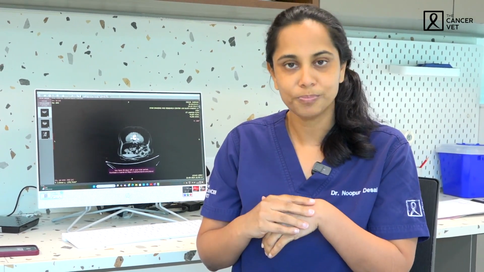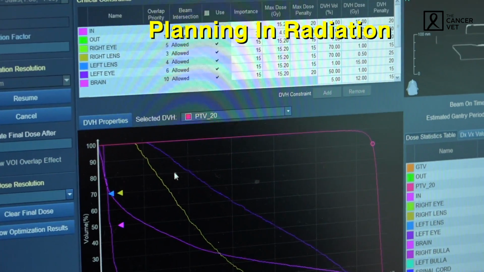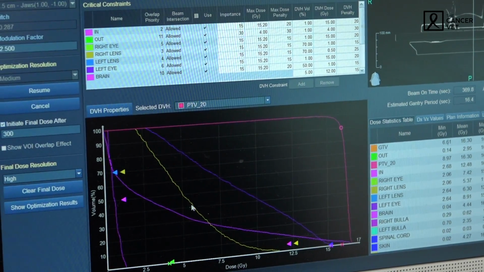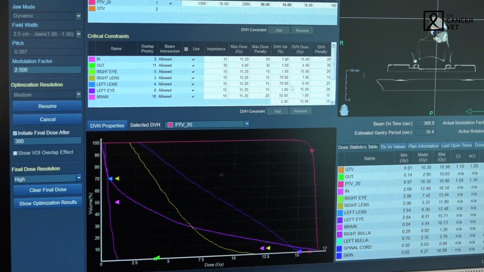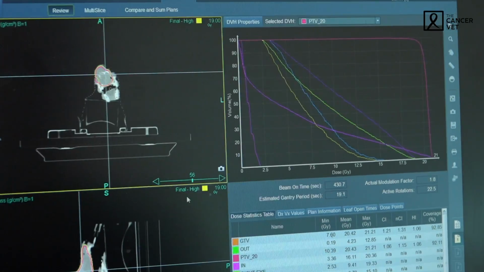So once planning is done, and that's what we are doing right now. Here what we are doing is basically planning. Different colors correspond to different structures. The right lens corresponds to this yellow line here. The PTV corresponds to this structure here. These are the doses that the structures are getting. So this is where we are planning now.